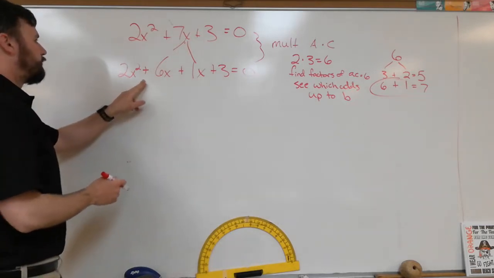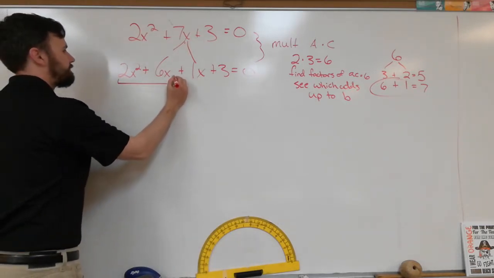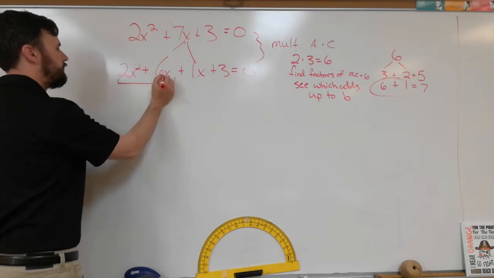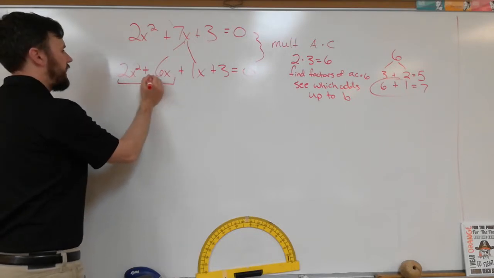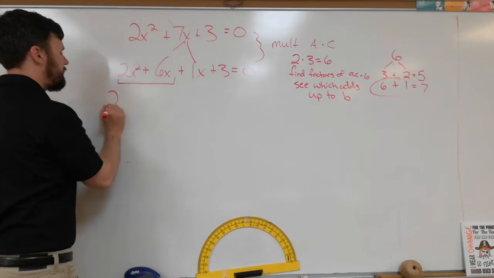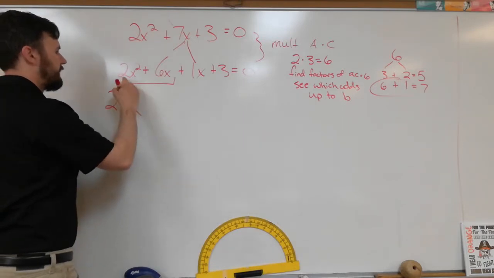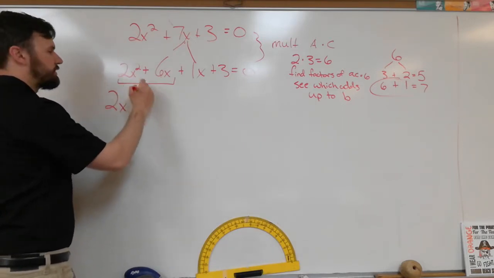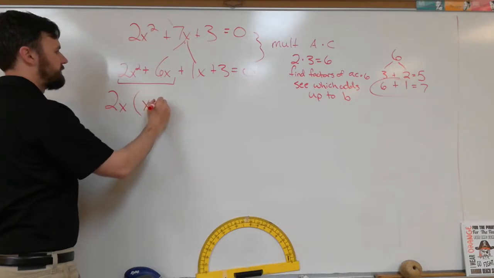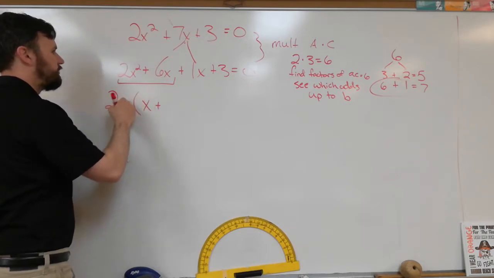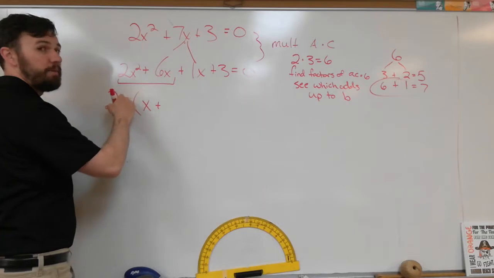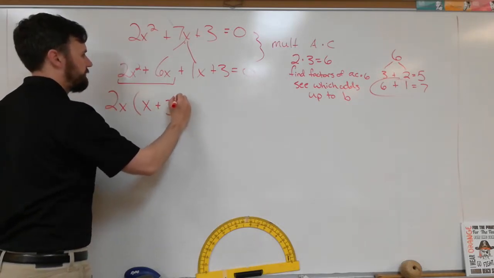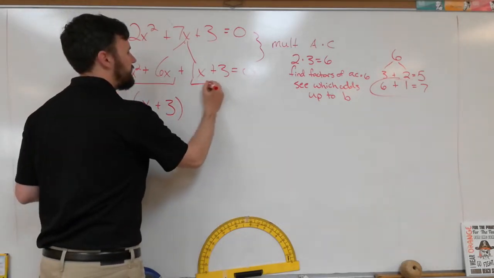So we're going to lose our chunks up here. What do both these have in common? They have a 2, because 6 divided by 2 is 3. They have an x, right? So I'm going to pull out a 2x. 2x divided by 2x squared is x. 6x divided by 2x, x is canceled. 6 divided by 2 is 3.